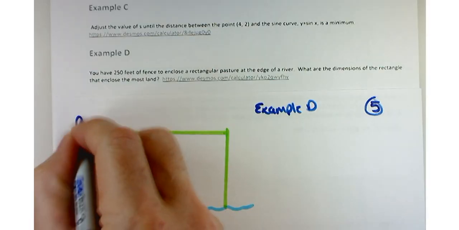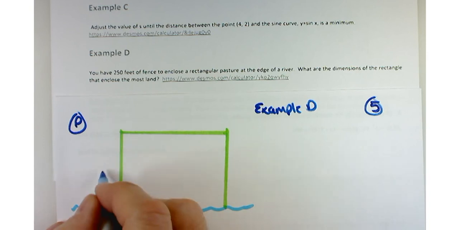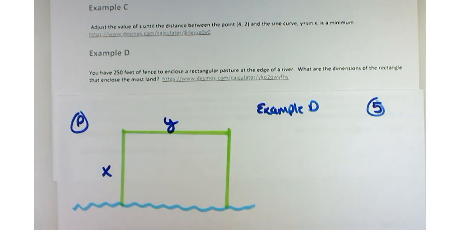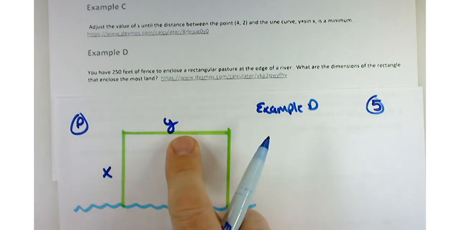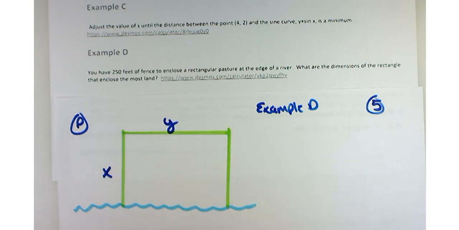We've got our picture, and let's try and label this a little bit. What do you want to label where? You've got 250 feet of fence, but what do I want to label where? How about if I call that an X and call that a Y? They don't have to be the same. They could be the same, but in general, they're not. So we can't say that this is X and this is X. That's not the way it works.